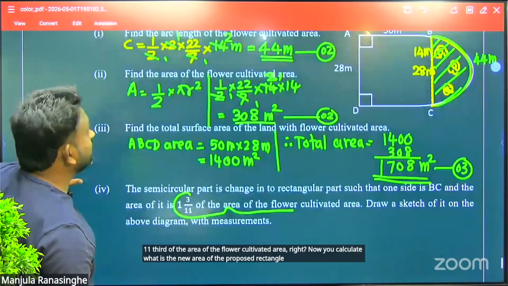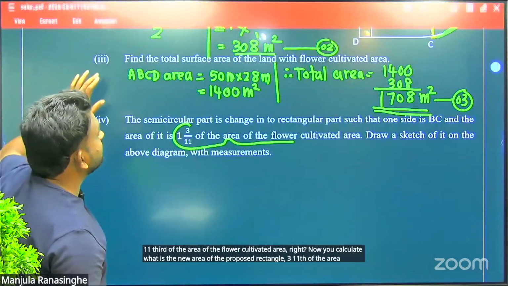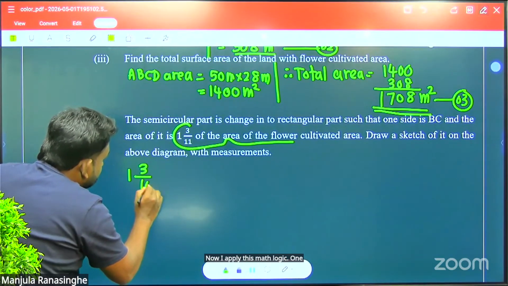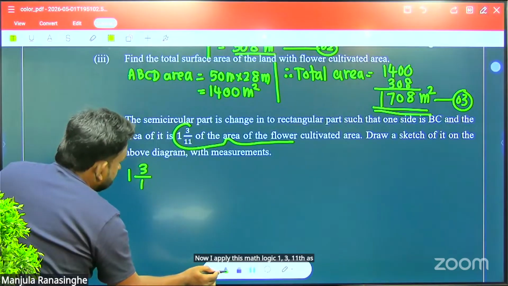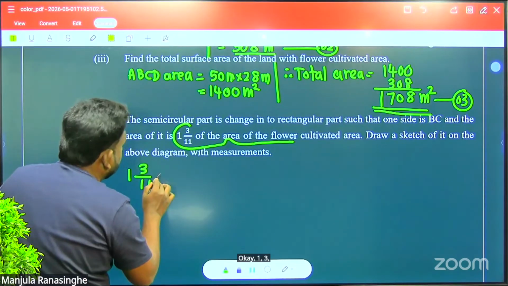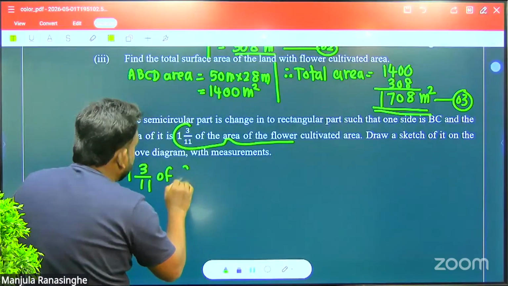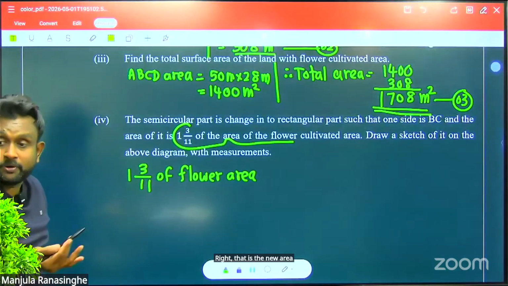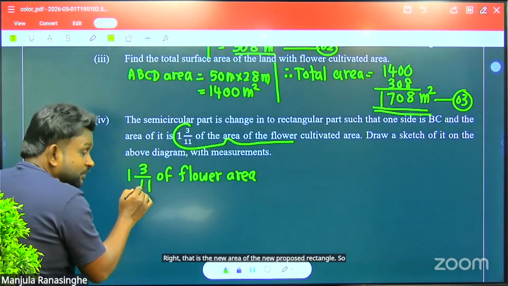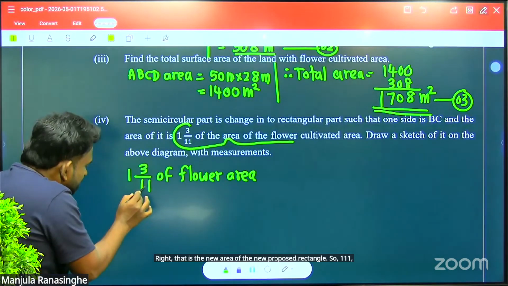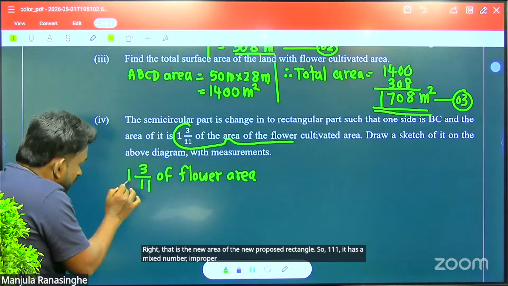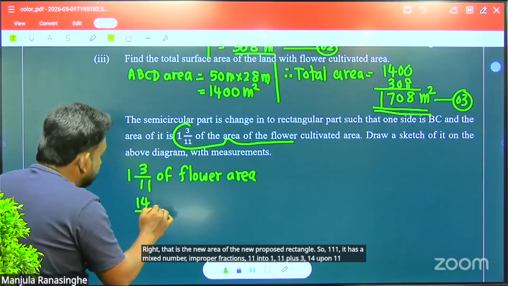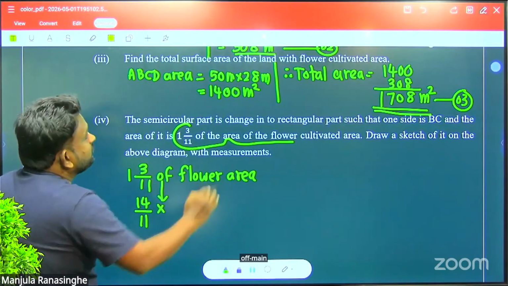1 3/11 of the area flower cultivated. Now apply this math logic. 1 3/11, right, as same. Okay, 1 3/11 of the flower area, right? That is the new area of the new proposed rectangle. So 1 3/11, make it as an improper fraction: 11 into 1 is 11, plus 3, 14 upon 11, multiplied by the flower cultivated area.